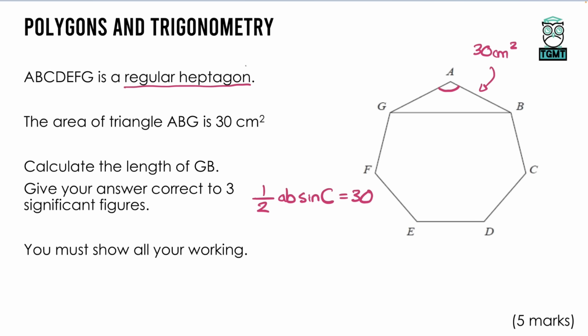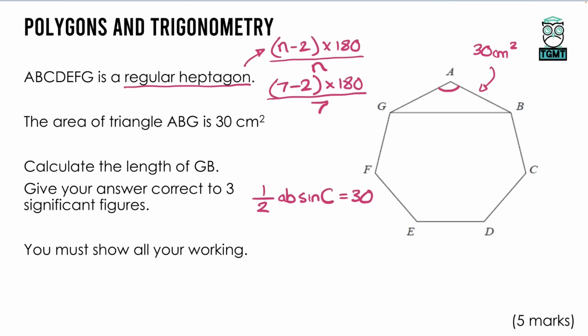So for a heptagon which has 7 sides, we take away 2 from the number of sides. We'll times that by 180, so that's how many triangles it's made of, and then divide by the amount of sides. So here we have 7 take away 2, which is 5 times 180, and we're going to divide by 7. So if we type that into a calculator, 5 times 180 is 900, divided by 7 does give us a decimal.